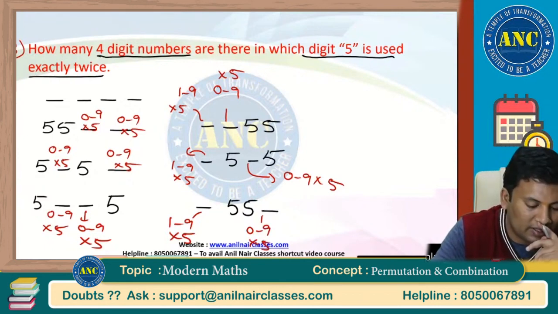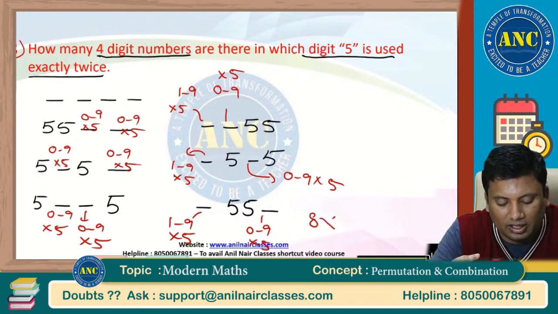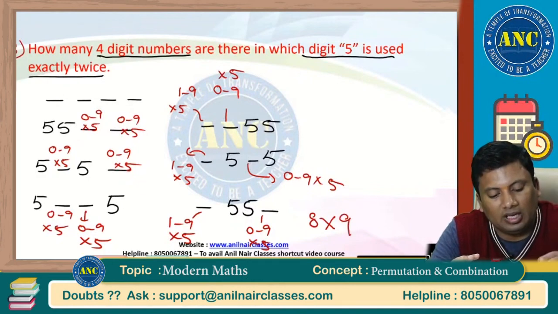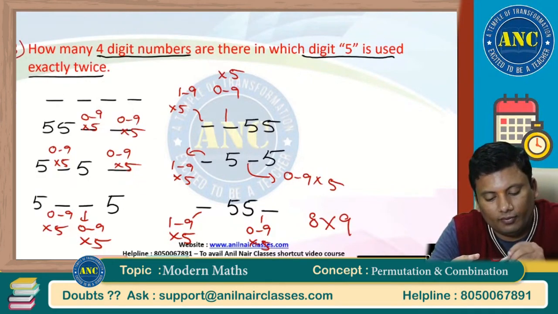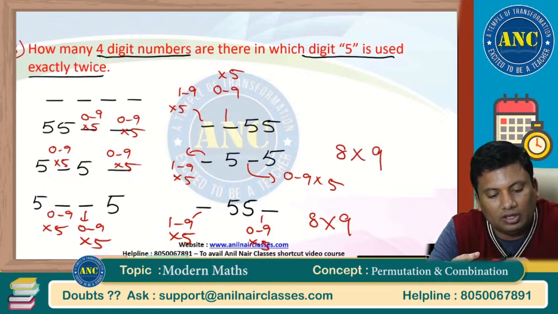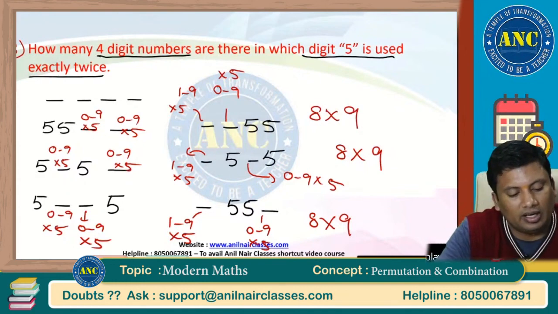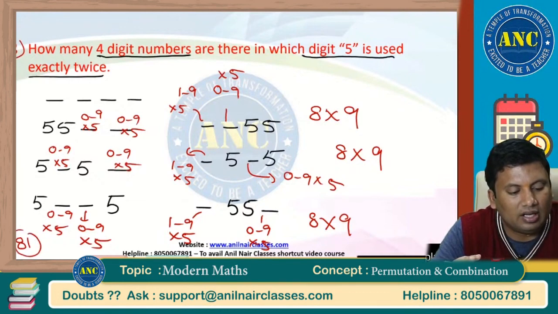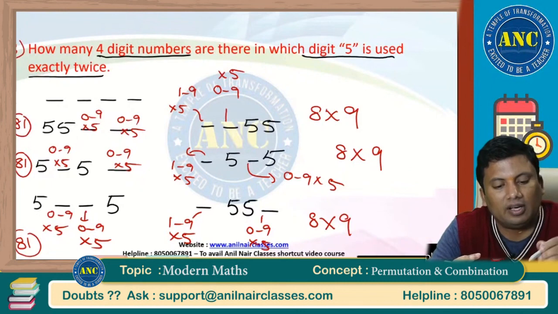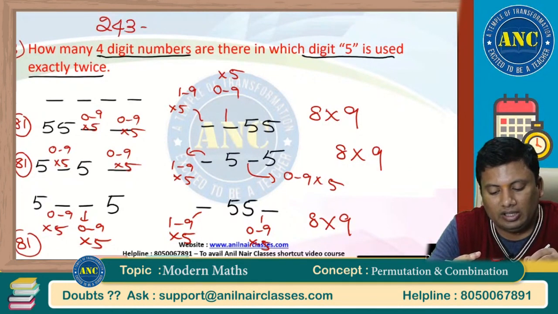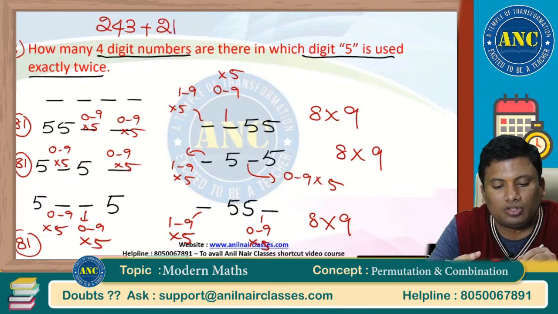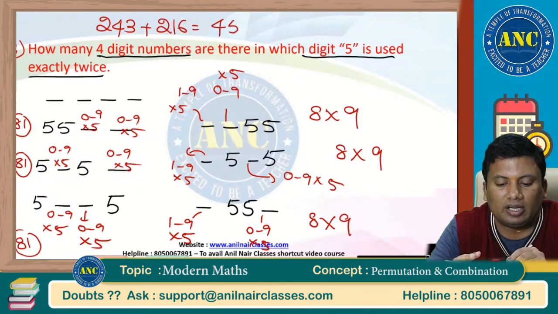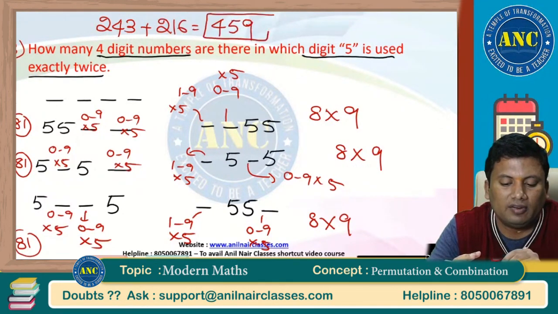So 1 to 9 has 9 numbers, and these are nothing but 8 into 9. These also are again 8 into 9. These are nothing but 9 into 9, 81. Here also it is 81, and here also 81. 81 3s are 243. 72 3s are 216. So the answer is 459.